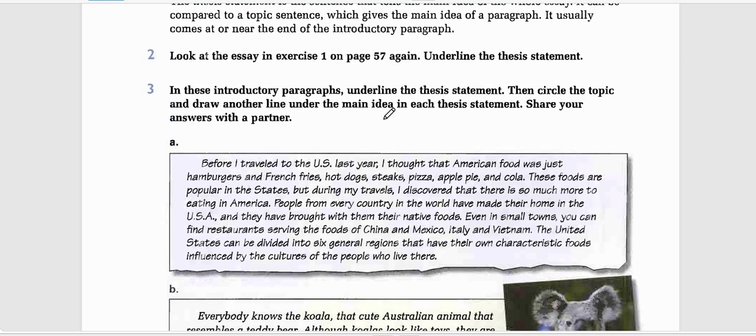In these introductory paragraphs, underline the thesis statement, then circle a topic to draw another line under the main idea. In each thesis statement, share your answer with a partner.